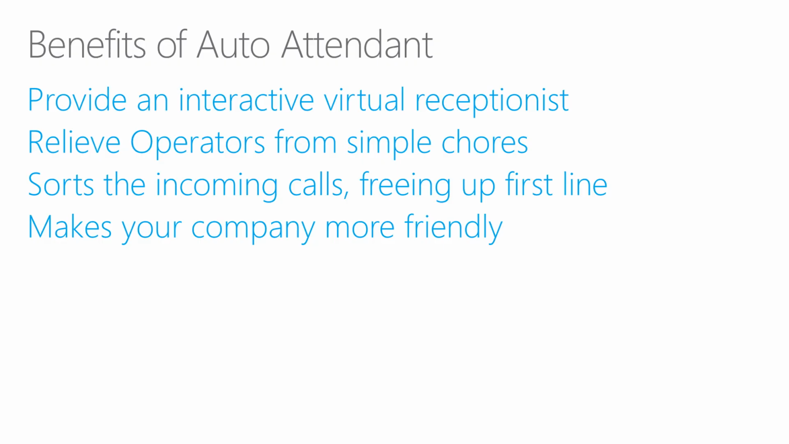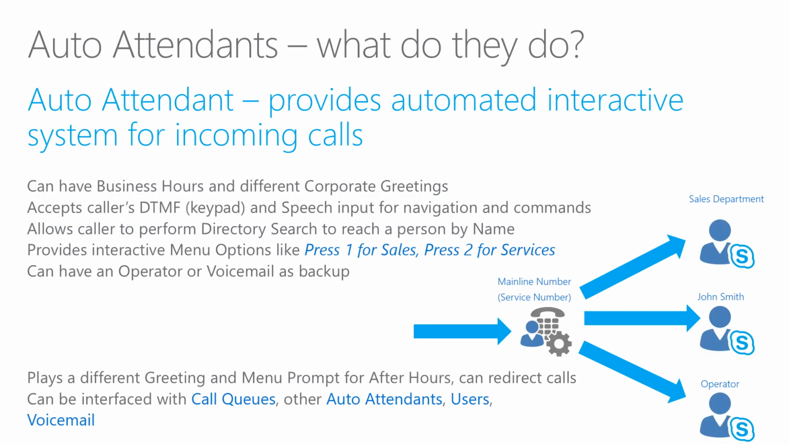So, an introduction. Why would you be using an Auto Attendant? The Auto Attendant provides an interactive virtual receptionist, and you can relieve operators of simple chores. If you have a lot of people calling in asking for the sales department, this can be done by a virtual receptionist, having that person focus on more important things. It does sort the incoming calls, so you know which calls require human interaction and which ones can be routed automatically, and it can definitely make your company more friendly. If you get redirected to the right department immediately, that's a lot better than having to wait for hours and hours just to be moved to a different line.